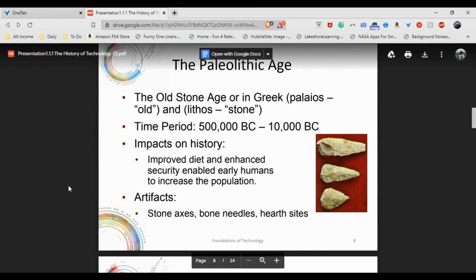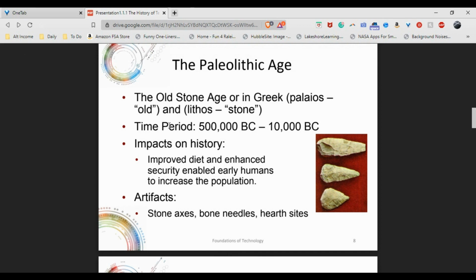The Paleolithic Age, sometimes called the Old Stone Age, had a time period from about 500,000 BC to about 10,000 BC. So you're talking roughly half a million years ago. So what were its major impacts? You had an improved diet. This is the transition into hunter-gatherers instead of more of a scavenging type, and enhanced security allowed for an increase in the human population.